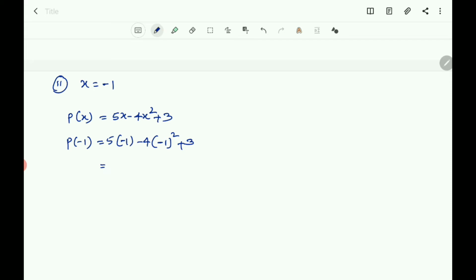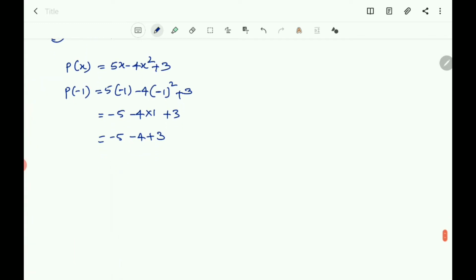Then it is 5 into minus 1 is minus 5. Minus 4, minus 1 whole square is 1, plus 3. So it is minus 5, minus 4 into 1, minus 4, plus 3. So p of minus 1 equals minus 5 minus 4, you can add them, that becomes minus 9 plus 3. Here the signs are different, so you subtract 3 from 9, that is 6. The greater number 9 is having negative sign, so you write minus 6.